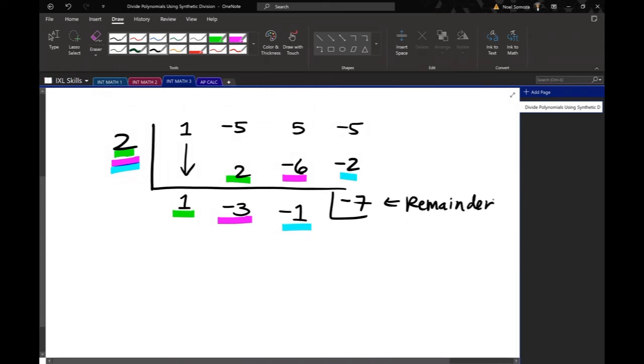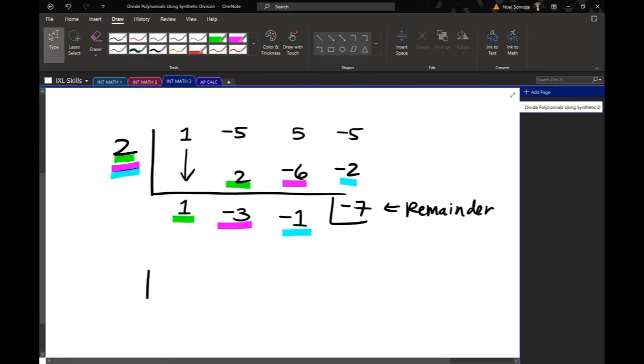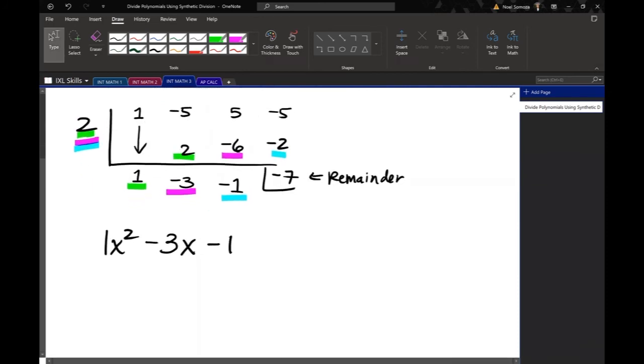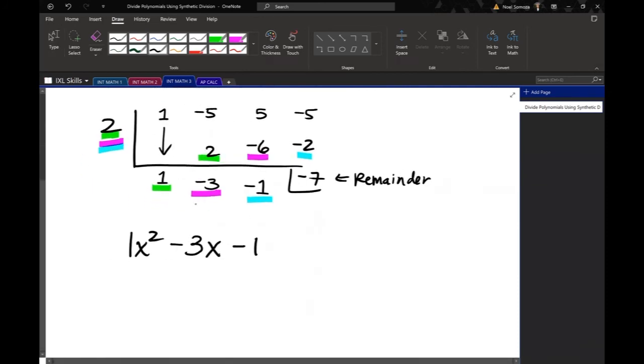All right, so remember that this will become 1 and x to a power 1 less than what we started with. So if we originally started with x to the third, now this is actually going to become x squared. So 1x squared minus 3, instead of x squared, this is just x. And then we have -1. All right. So this is the quotient, but we still have a remainder.